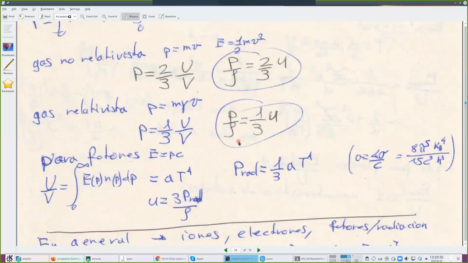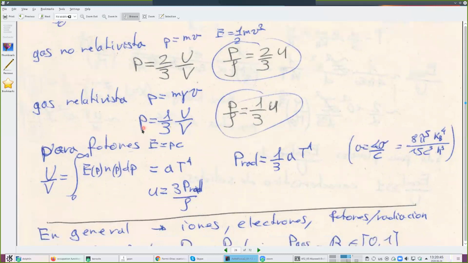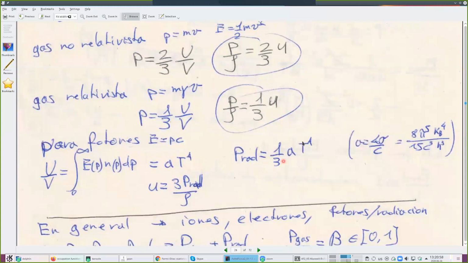For photons, in this regime, we can put, because the pressure is equal to 1/3 of U, where U is the density of energy. It's this value, so we can calculate that the pressure variation is just 1/3 of a T^4, with a the radiation constant.